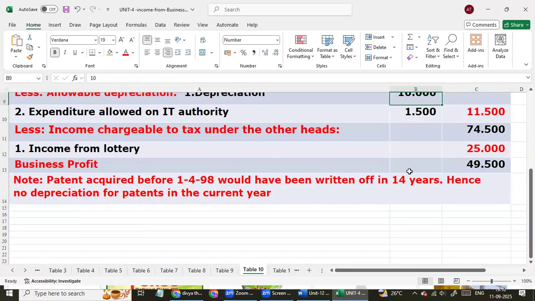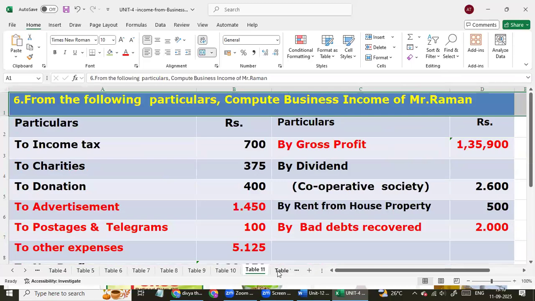Now here, for patents, if acquired before 1st April 1998, it has to be written off in 14 years. So no depreciation for patents in the current year is allowed. This is the example of that particular year. Since I'm taking a hypothetical example, this is a difference we are finding. Let's take another numerical.